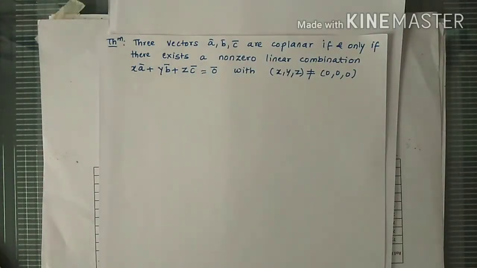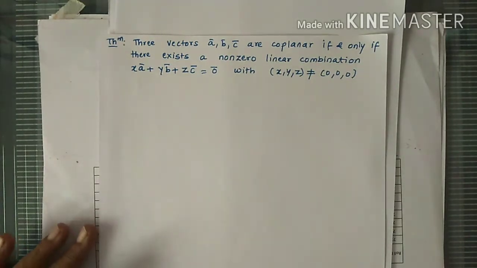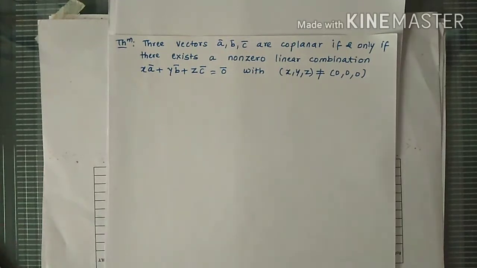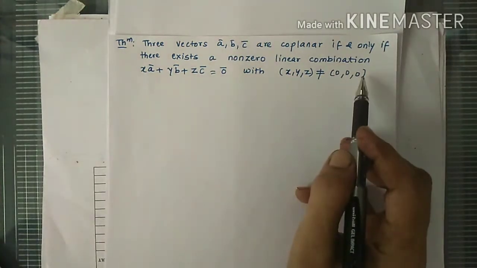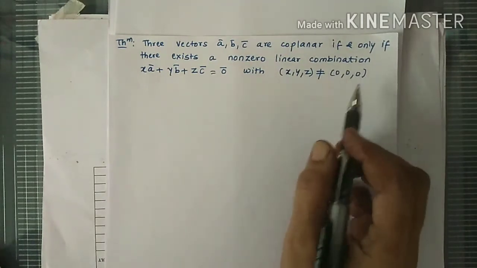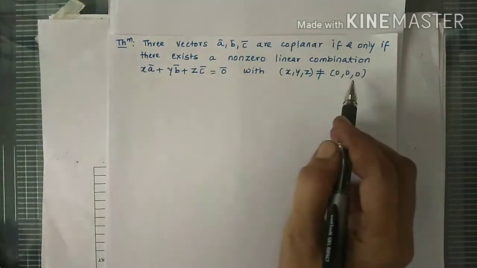Based on the previous theorem, let's prove one more theorem. 3 vectors a bar, b bar and c bar are coplanar if and only if there exists a non-zero linear combination x a bar plus y b bar plus z c bar equal to 0 bar, with (x, y, z) not equal to (0, 0, 0). So (x, y, z) not equal to (0, 0, 0) means at least one of them is non-zero. All the 3 are not 0.